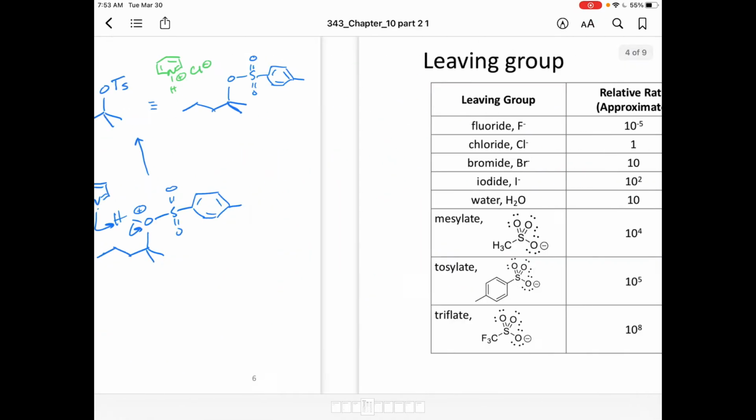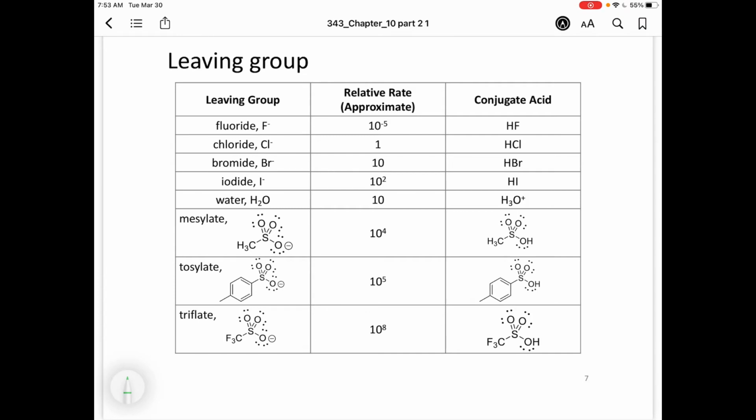The next thing I want to think about, though, is how good of a leaving group are all these things? So when we look at this relative rate of a leaving group, this makes sense. Fluorine is not a good leaving group. Chlorine is okay. Let's put this at 1. And as you go up to bromide and iodide, you are making it a better leaving group. If you were to protonate an alcohol, make it water, it's a pretty good leaving group.